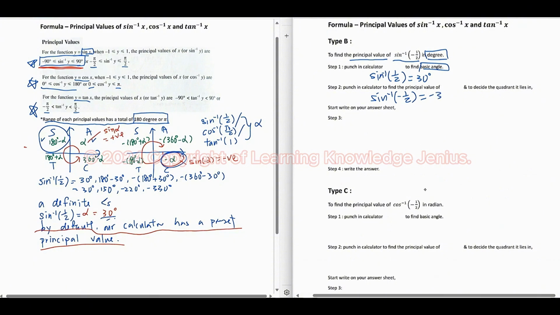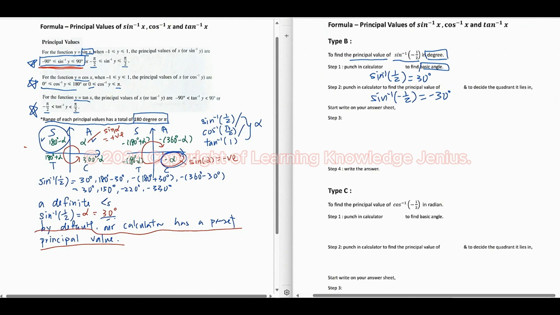Then you get negative 30 degree. But you cannot just write the answer directly. If you can write the answer directly, of course, we don't need the workings. We can just get it from the calculator directly, since the calculator gives all the principal values. But most of the time the question will ask you to show the workings. That's why this is what I thought of, the easier way for you to find out.